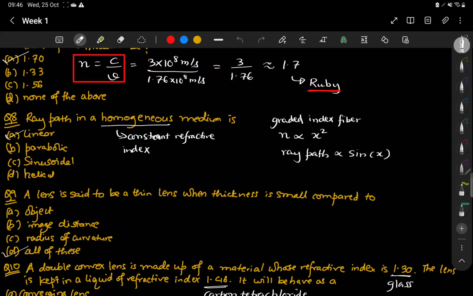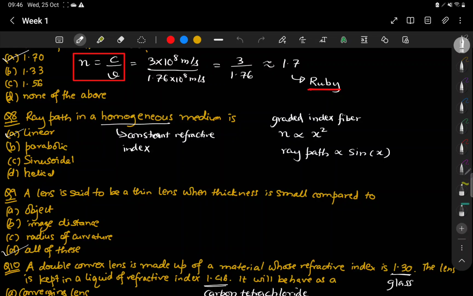Then we have also studied lenses and mirrors in geometrical optics. So whenever we study lens, we typically study about thin lens. And how thin is thin? So thin is when the thickness is small compared to the object distance, the image distance, and the radius of curvature.